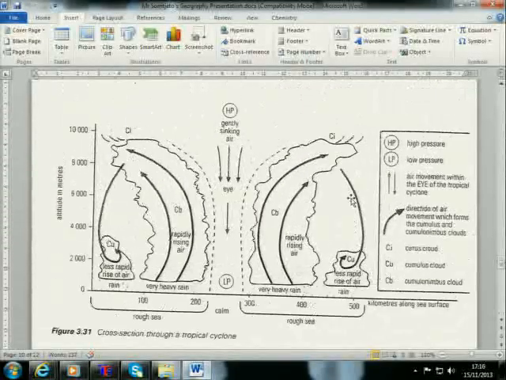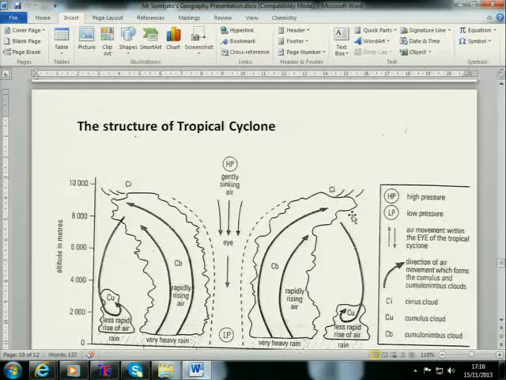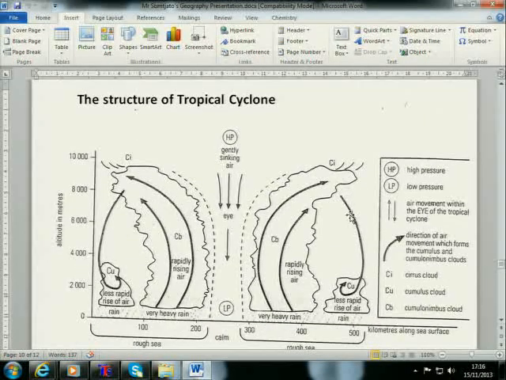Let us now look at the structure of the tropical cyclone, the cross-section of the tropical cyclone. It is different from the mid-latitude cyclone. Do you see any cold fronts here? No. Do you see any warm fronts here? No. Do you see any warm sector here? No. Do you see any cold sector? No. Lena, do you see any occluded front? No.